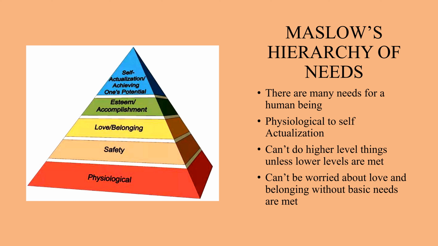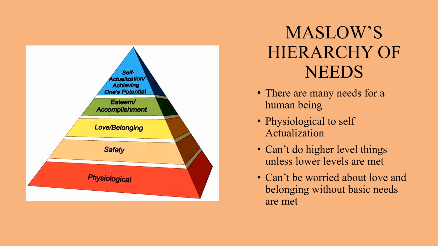Now, Maslow's hierarchy of needs, this is very important because with a lot of NCLEX questions, you always need to think about Maslow's hierarchy of needs. There are 4 needs here. You can see the very bottom is physiological. So there are many needs for a human being. We have the physiological to the self-actualization.